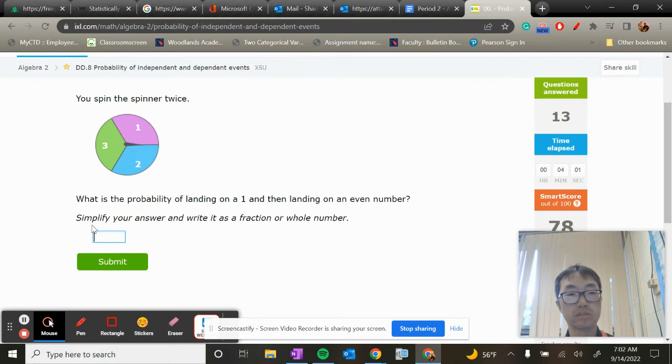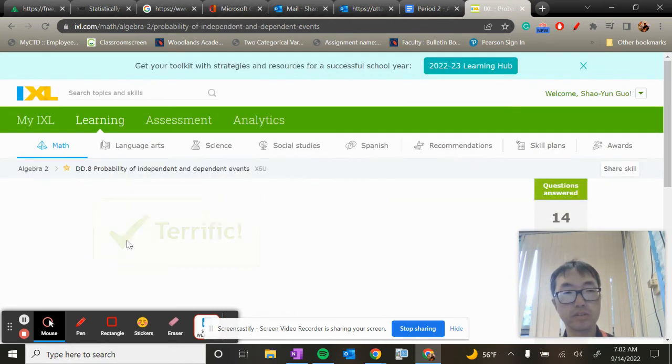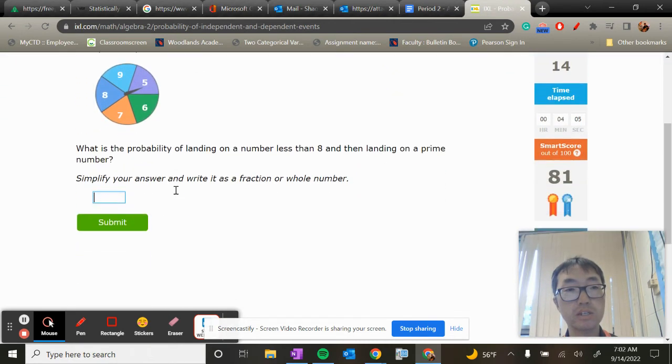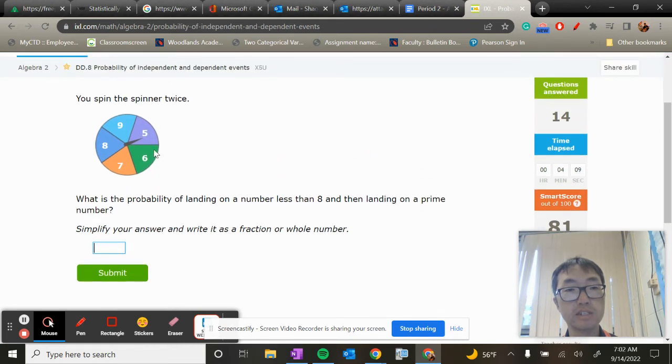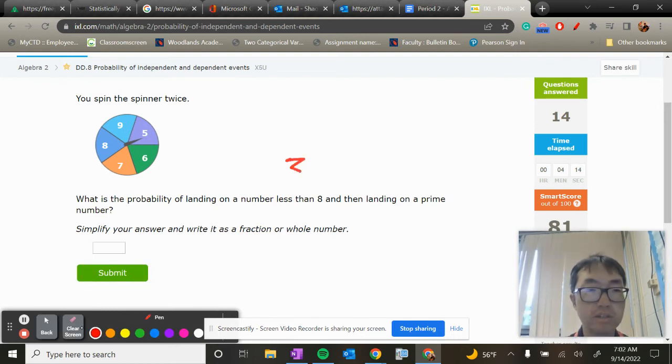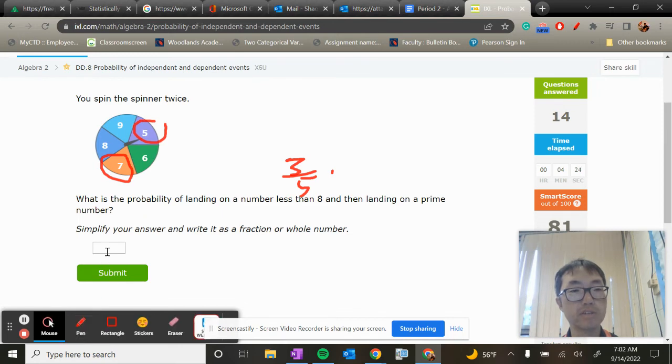One third and then 1/3, 1/9. Only one even number out of 3. There are 5 numbers here. Less than 8, 3 out of 5. Ugh, this is to think a little. And then a prime number. Oh, well, you don't have to replace it. Prime number, that one and that one. 2 out of 5. So 6 out of 25.